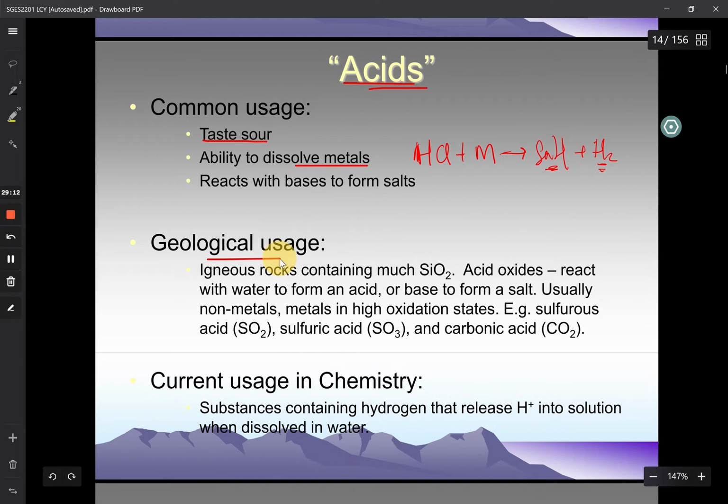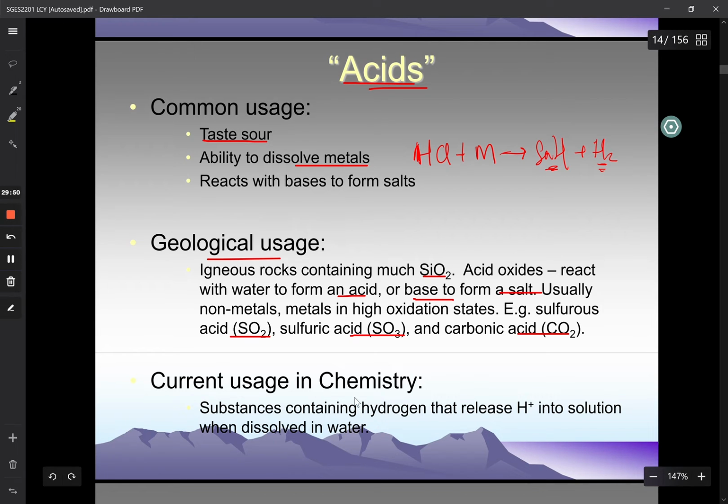In geological use, an acid is an igneous rock containing much SiO2. Acid oxides react with water to form acids, or with a base to form a salt. These are usually non-metals or metals in high oxidation states, for example sulfurous acid, sulfuric acid (SO3), and also carbonic acid. So these are some examples of the acids.